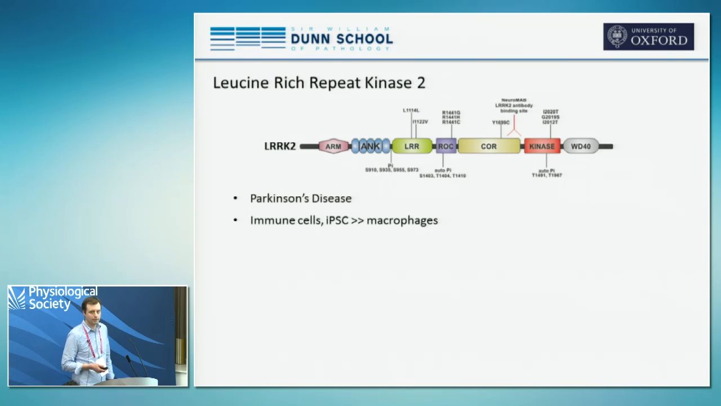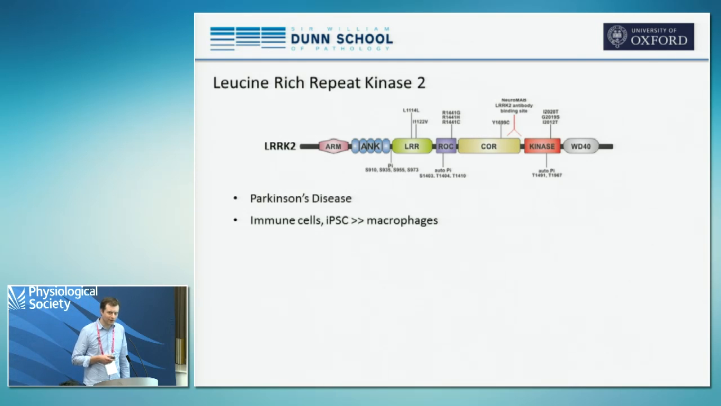LRRK2 stands for leucine-rich repeat kinase 2. This protein is a member of the ROCO family of proteins. They all contain this RAS of complex proteins domain here and this C-terminal of ROC domain here. In addition to that, LRRK2 also contains this kinase domain and these various putative lipid protein interacting domains. As I mentioned, the reason that we're so interested in LRRK2 is that mutations in LRRK2 cause Parkinson's disease. Two of the most common mutations causing disease are this G2019S mutation here in the kinase domain and this R1441C mutation in the ROC domain.